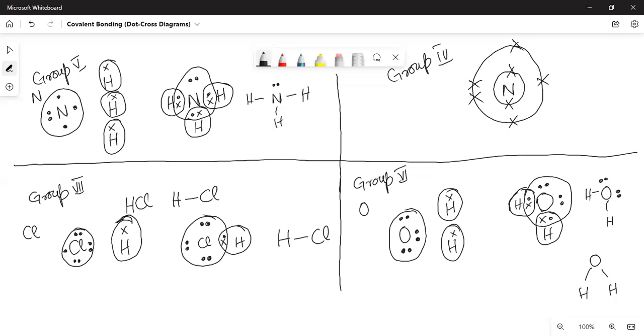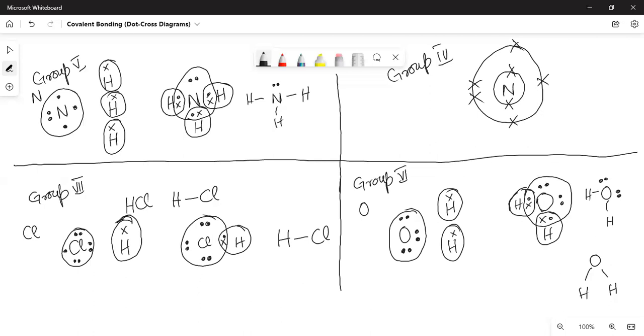Make sense? So we should not draw the first shell. We should only draw the outer shell. We are not supposed to draw any of the inner shells, whether that includes the first or the second, whatever the case may be. For example, in fluorine, there are 3 shells, and the third one has 7 electrons. So I never bothered to draw the first or second shell for fluorine. I only drew the third shell, and from there onwards, I continued with my covalent bonding dot and cross diagrams.